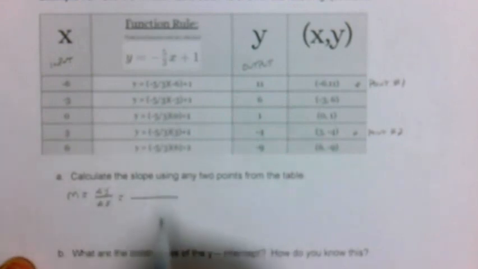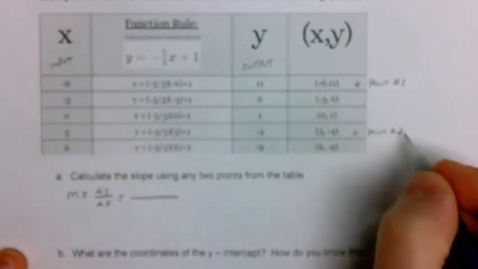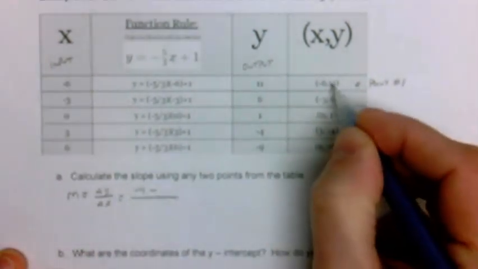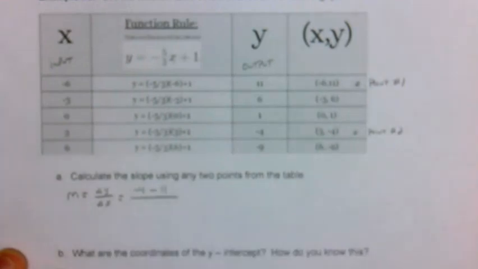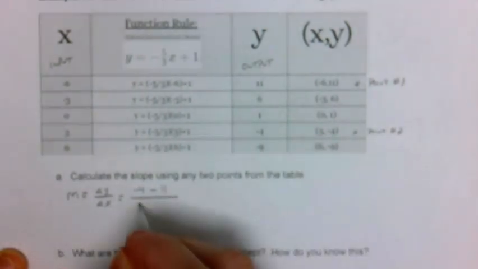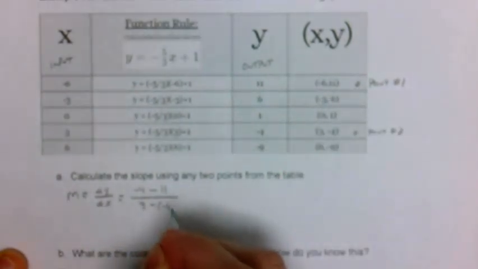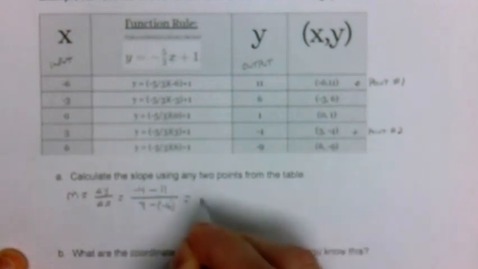And to do delta y, I need y2 minus y1. The y2 value is negative 4, minus the y1 value is 11. And then for delta x, I need the x2 value, which is 3, minus the x1 value, which is negative 6. All right, let's see if we can evaluate these.